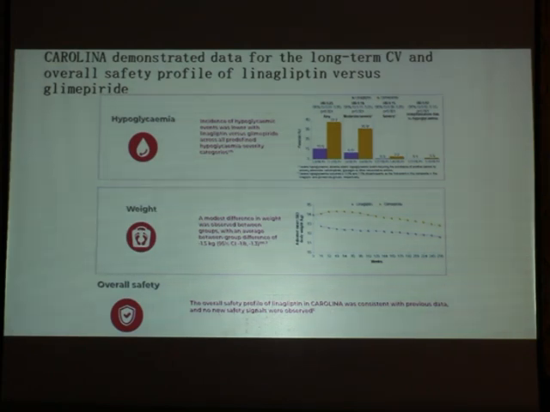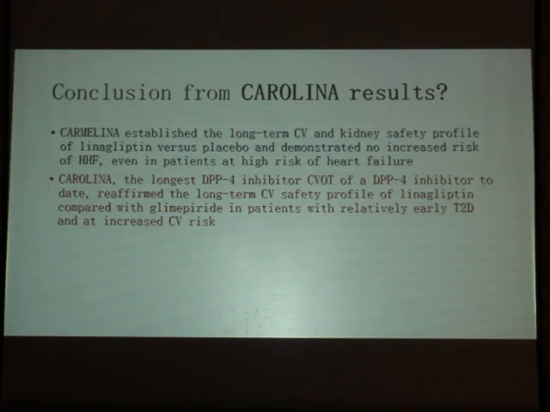Next one, please. So what are the conclusions from Carmelina? Carmelina established a long-term CV and kidney safety profile of linagliptin versus placebo and demonstrated no increased risk of hospitalization because of heart failure, even in patients at high risk of heart failure. Carmelina, the longest DPP-4 inhibitor cardiovascular outcome trial to date, reaffirmed the long-term safety profile of linagliptin compared with glimepiride in patients with relatively early type 2 diabetes. So it was a wonderfully constructed trial, one with patients early in the disease, Carmelina, then another with patients late into the disease, 12 to 15 years. Next one, please.